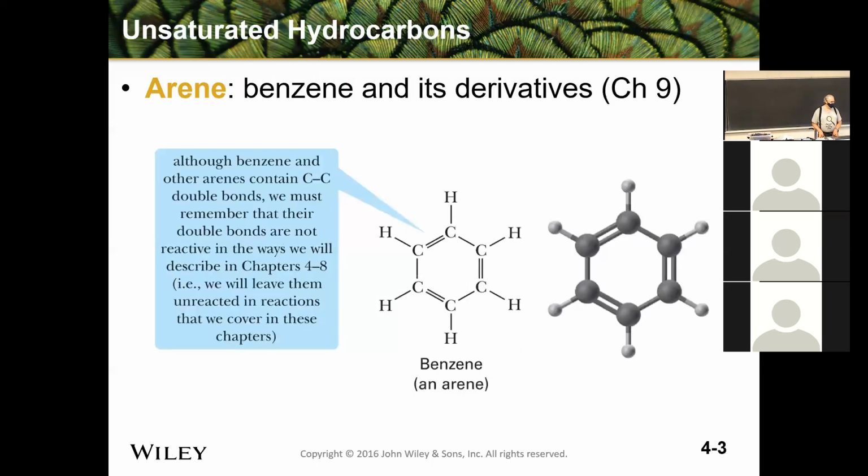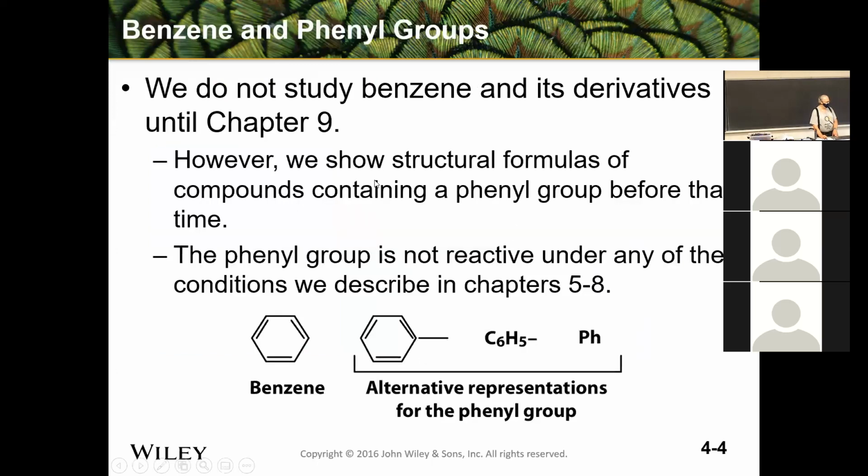Okay, we'll consider arenes in a separate chapter. These do not react like alkenes, even though we sometimes draw them like this with the double bonds. Let me back up for a minute. When a benzene ring is used as a substituent, it's called a phenyl. You'd think it would be called a benzyl, but it's called a phenyl. These are the representations of benzene as a substituent.